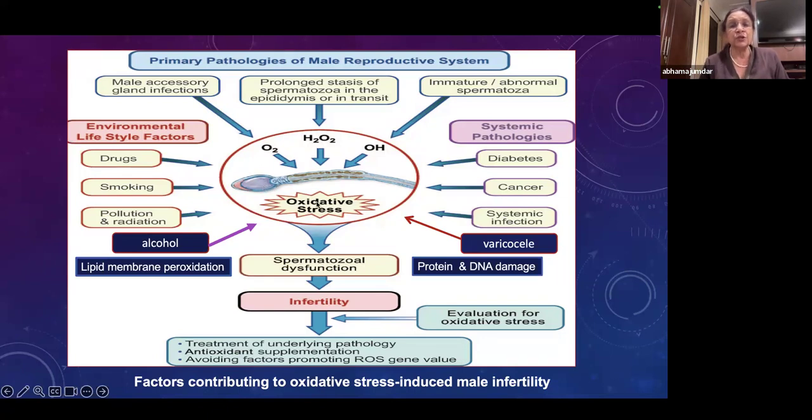And this all constitutes oxidative stress. What are the environmental and lifestyle factors which can induce this? Drugs can also lead to this type of reactive oxygen species generation. Smoking, pollution, radiation, alcohol. Systemic pathologies are diabetes, cancer, systemic infections, varicoceles. So all this leads to oxidative stress, and this leads to spermatozoal dysfunction and infertility. Spermatozoal dysfunction happens due to either lipid membrane peroxidation or protein and DNA damage in the nucleus. So all over the sperm, there is damage.